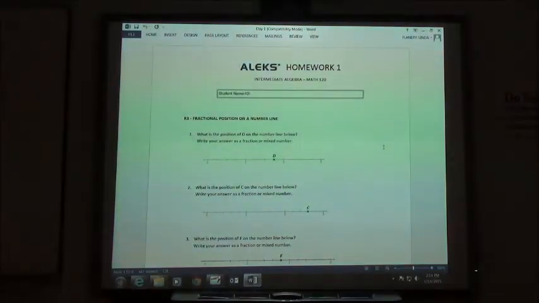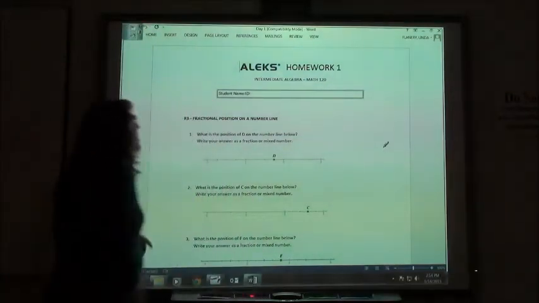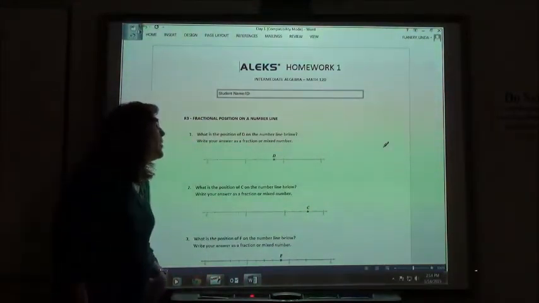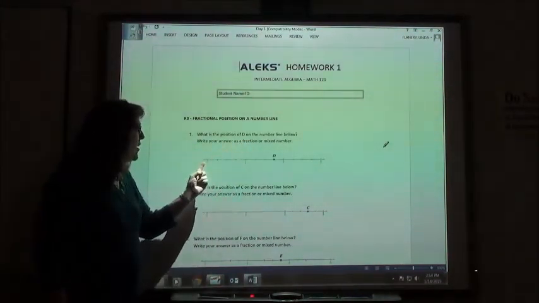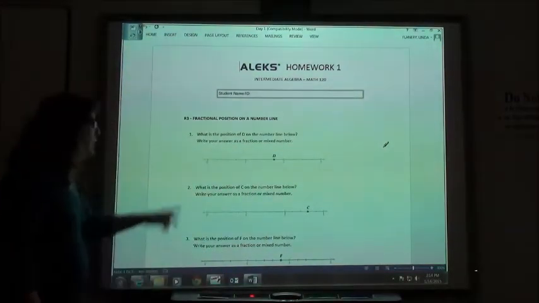All right, intermediate algebra homework day 1. Fractional position on the number line. It wants to know what the position of D on the number line is below. Write your answer as a fraction or a mixed number. You're going to have a fraction answer if your value is between 0 and 1, and a mixed number answer if you have something bigger than 1.